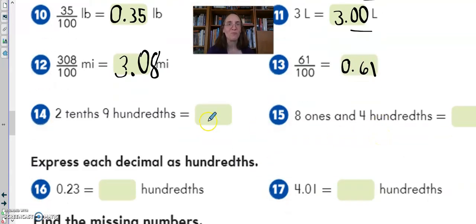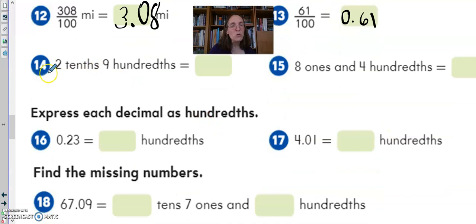Ooh, look, some word form. This'll be fun. 2/10 and 9/100ths. Well, no single ones there, so I'll get my place value 0 there, my placeholder. And then 2 goes in the tenths place, and 9 goes in the hundredths place. And booyah, 29/100ths. 8/1 and 4/100ths.